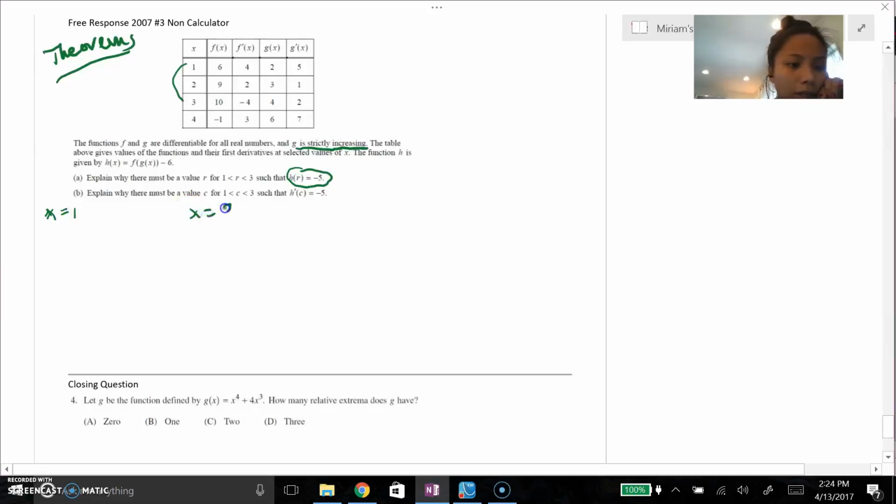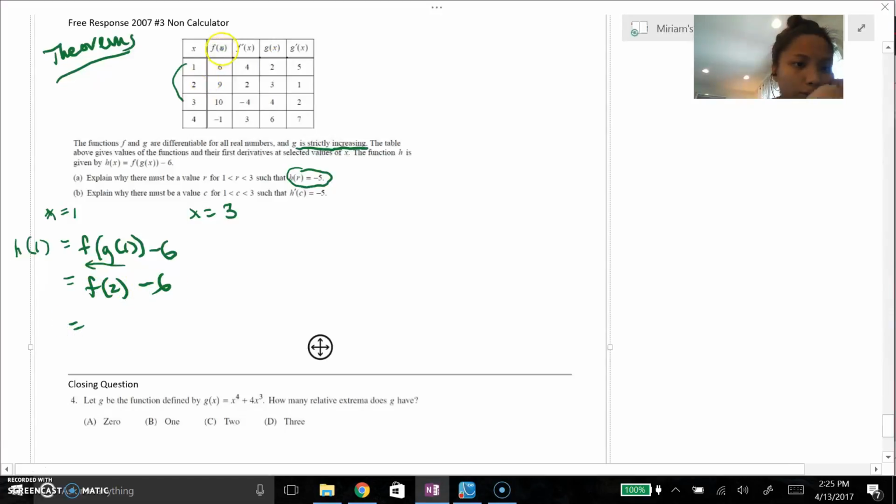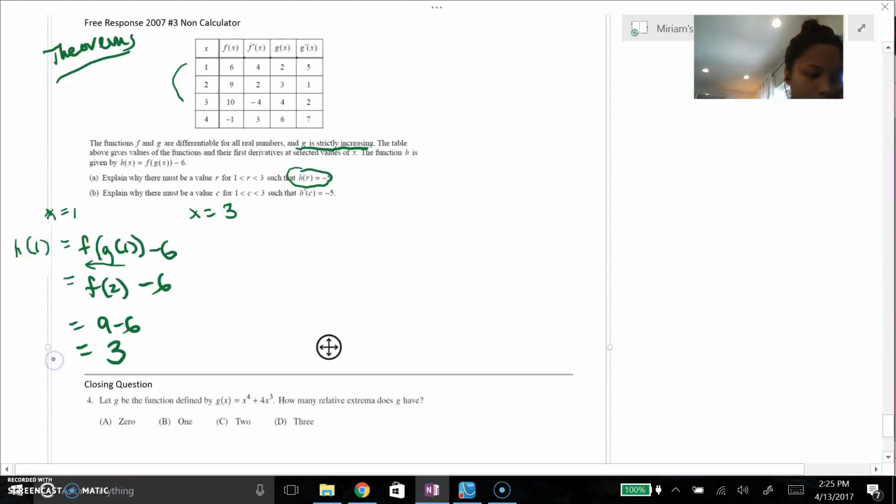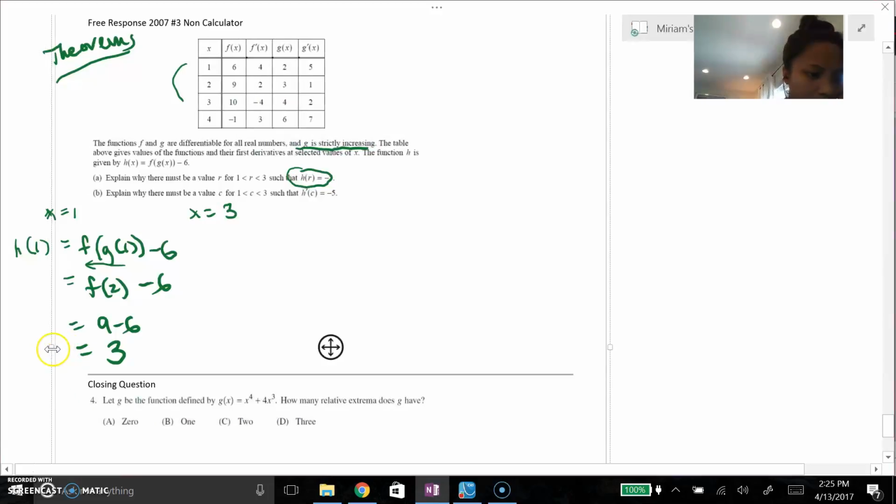to x equals 3. So now let's look at h of 1. If I do h of 1, that means f of g of 1 minus 6. So all I did was take 1 and plug it in for x. You can do this. Start from the inside going out. G of 1. Let's look at g, 1, that's 2. So I have f of 2 minus 6. What's f of 2? Let's go to 2. F, it's 9. 9 minus 6 is 3. Okay, so h of 1 should be 3.